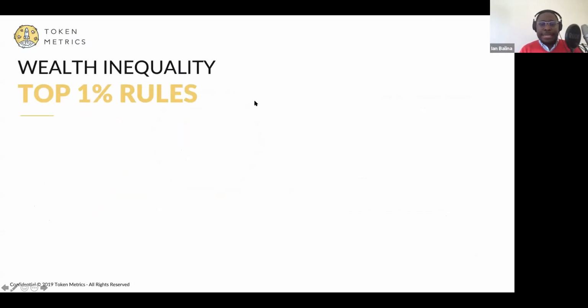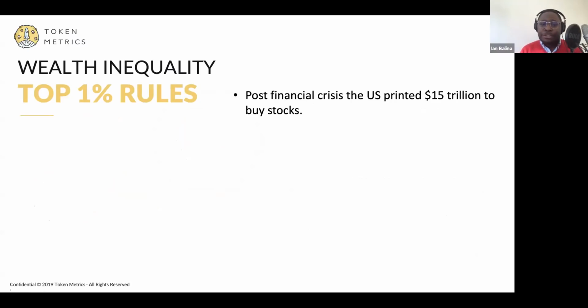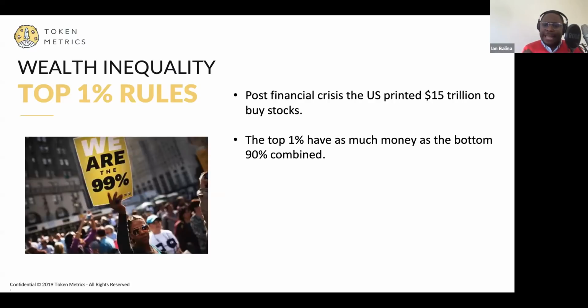Okay. And then we also have other forces at play. When it comes to wealth inequality, the top 1% rules. If we look at the post-financial crisis, the U.S. government has printed over $15 trillion to buy and prop up stocks, to a point where Wall Street and large fund managers like Ray Dalio are betting against the U.S. equities market, thinking that it's going to collapse. They're taking billion-dollar bets as a hedge against a stock market crash. And the top 1% now have as much money as the bottom 90% combined. This has really led to huge income disparity, and it's causing lots of people to not like or trust Wall Street, big government, the top 1%.